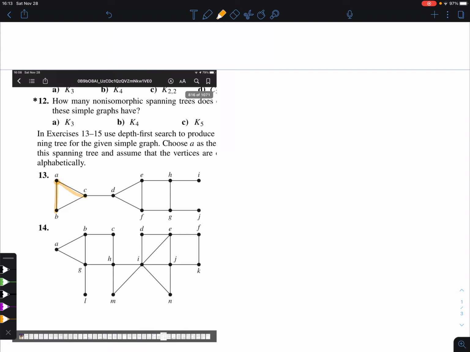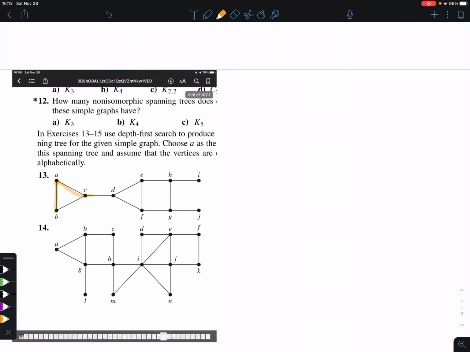A is the root. Its neighbors are going to be its children. Sorry, you become a child once you're inside a tree. At the moment, they are just neighbors, right? So now we go to B. B has two neighbors, A and C, but neither one can be a child anymore because it would create a tree. C has three neighbors, A, B, and D, but only one is a viable child.